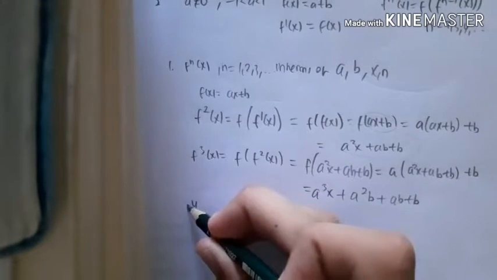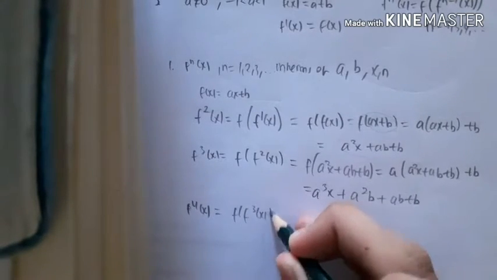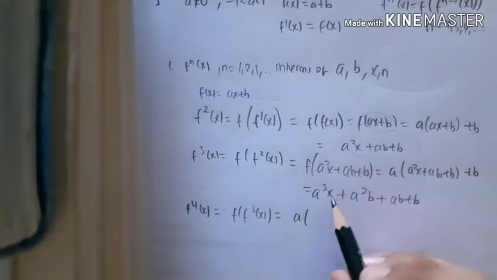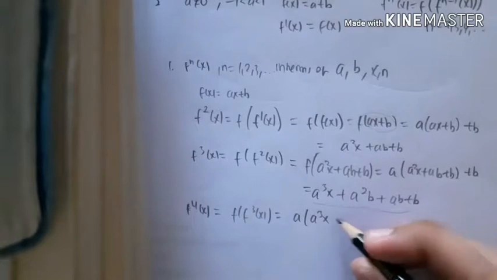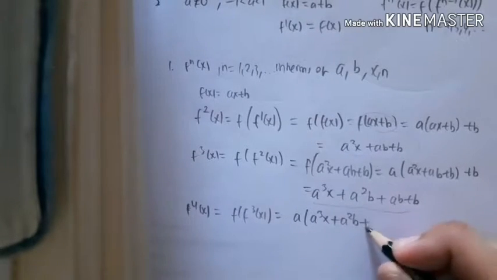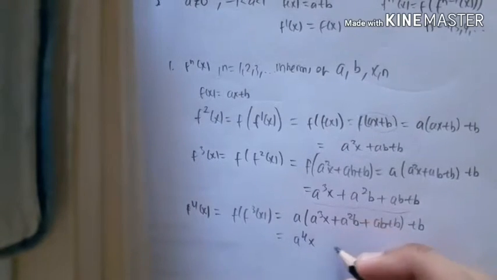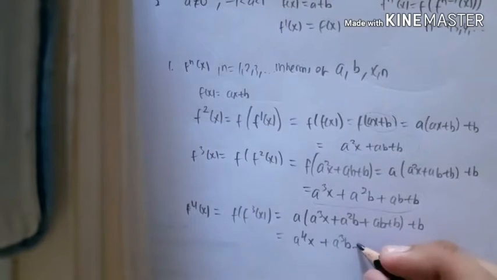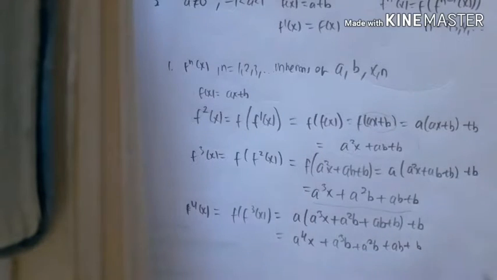Same as the case for f to the power of 4. It is f of f cubed x. So we just change from ax plus b, the x is this answer, a cubed x plus a squared b plus ab plus b, plus b. So this is a to the fourth x plus a cubed b plus a squared b plus ab plus b. Now you see here, we recognize a pattern.